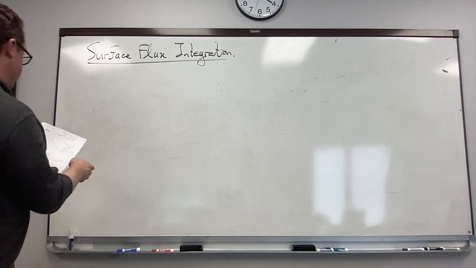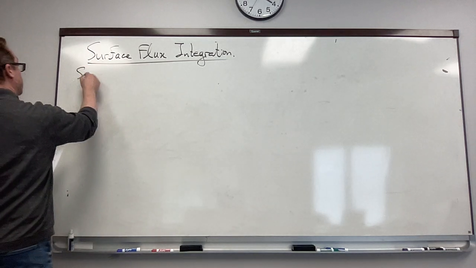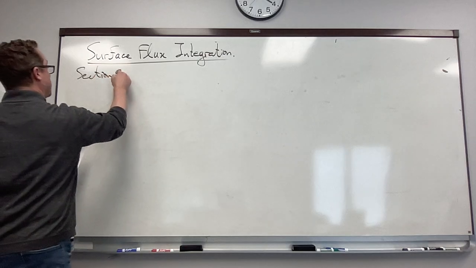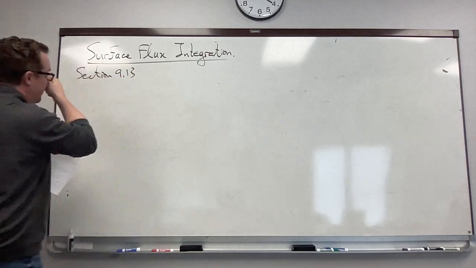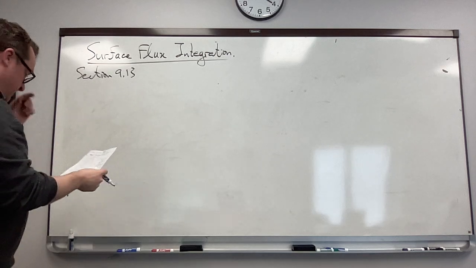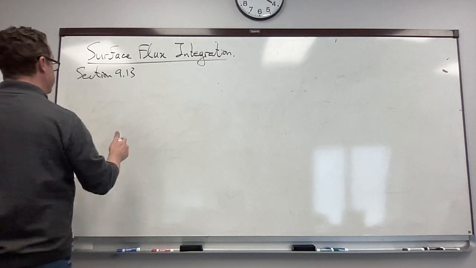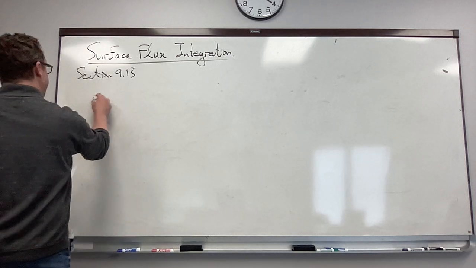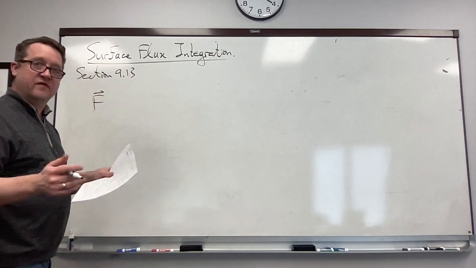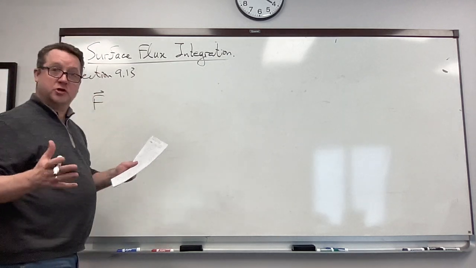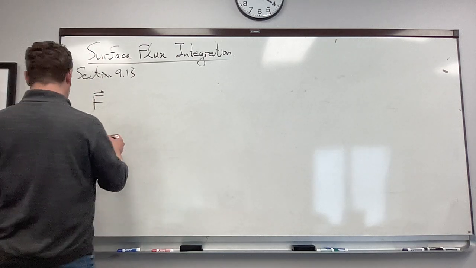Okay, so this is one of the examples in section 9.13 of the textbook. The problem says, we've got some vector field. You're always going to be given a vector field, some vector field that comes from whatever physics situation you're trying to analyze.